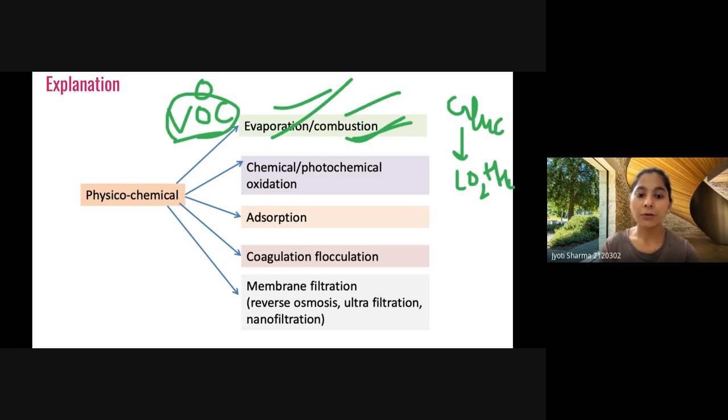Then chemical and photochemical oxidation, I have one slide to show you that. Then adsorption, for example, we are using activated charcoal where adsorption can happen. Coagulation and flocculation, though we already have discussed this, I have the next slide to show you. And membrane filtration, I think you know better, because in most kitchens right now we have ROs and all, and that is exploiting this membrane filtration technique.